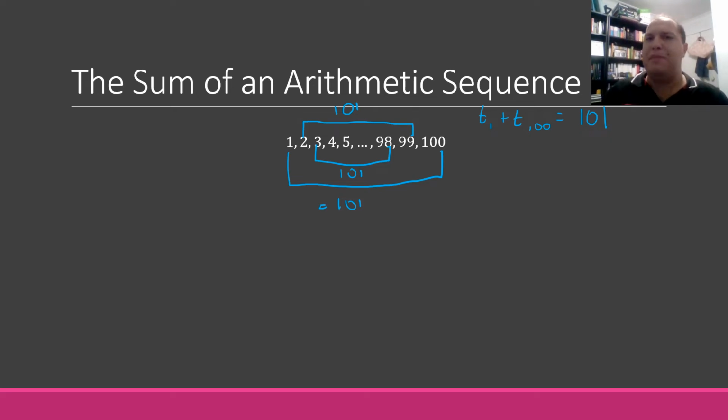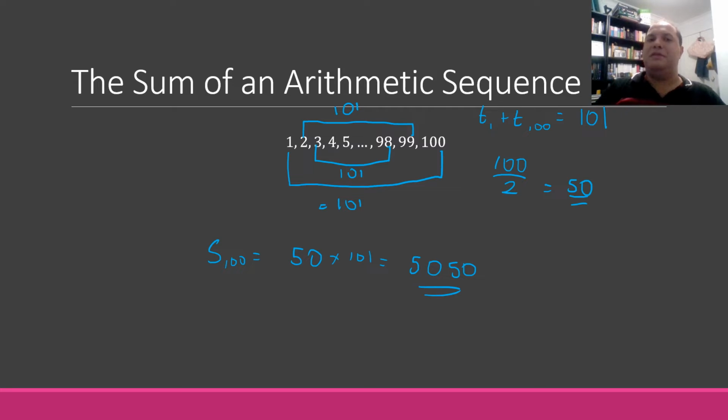Now the next question is, how many pairs do we have? Well, we have 100 numbers that we're looking at, and if we're splitting them into pairs, we're just going to divide it by 2, there's 2 for each pair, there will be 50 pairs total. So the total sum then of all 100 numbers, we've got 50 pairs, and those pairs all add up to 101. 50 times 101 is 5,050. And that's all there is to it.